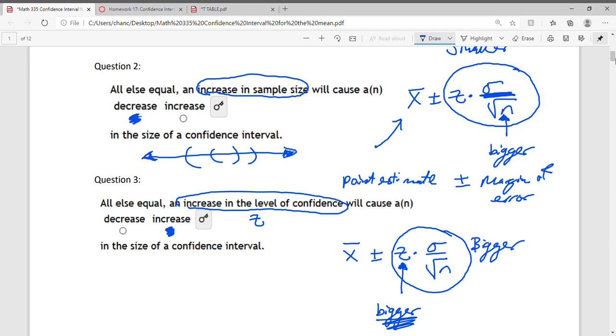In question 3, I'm being more confident, so I'm actually increasing my confidence interval so I can be more certain that I'll be right. Think about a basketball hoop. The larger the hoop, the higher confidence I will make the shot.